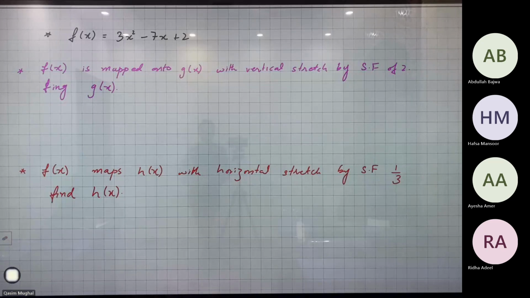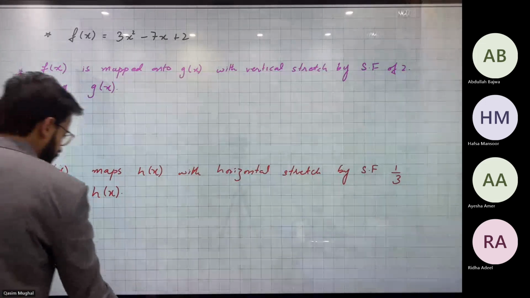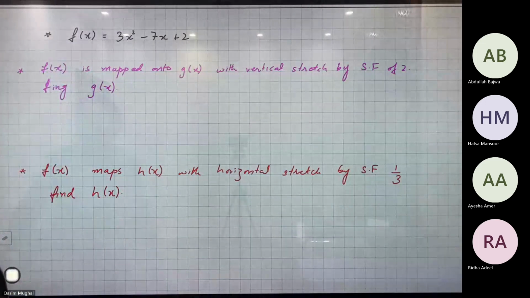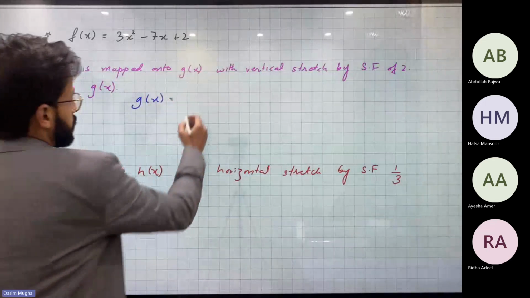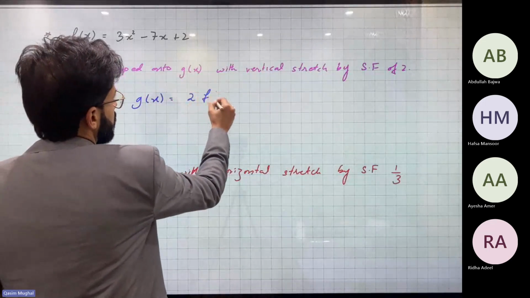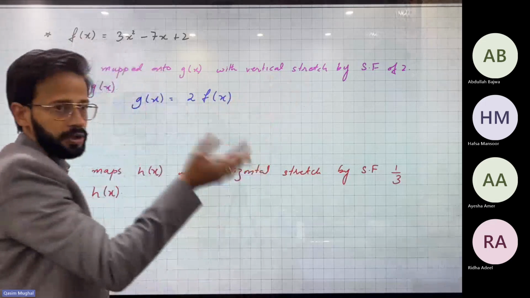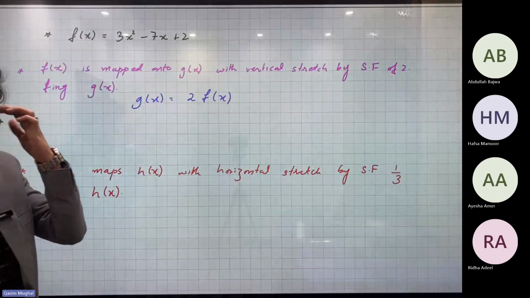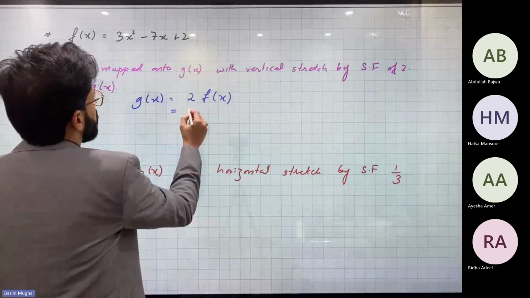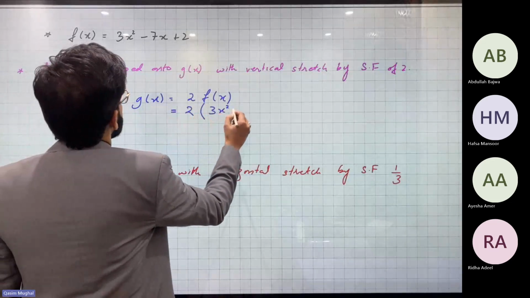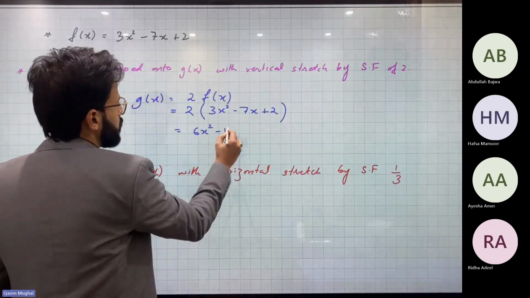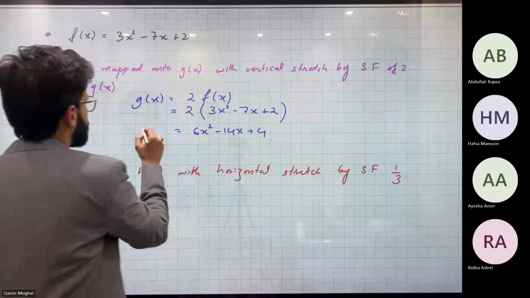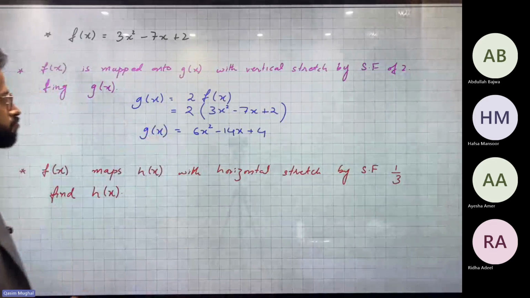Okay, good. So g of x is equal to 2 times f of x because it's a vertical stretch, so we multiply with the y. So that's multiplying with y. So you get 2 times 3x squared minus 7x plus 2, which is 6x squared minus 14x plus 4. This is your g of x.